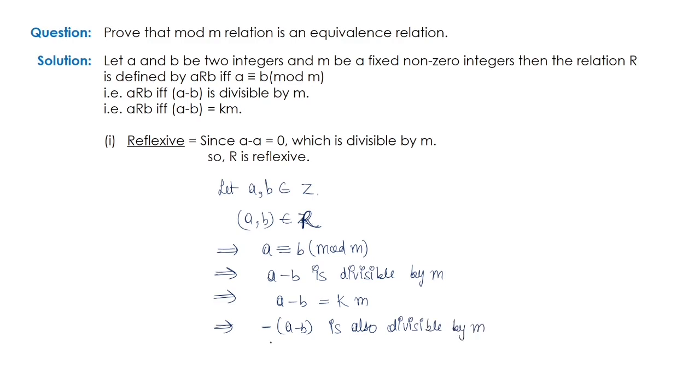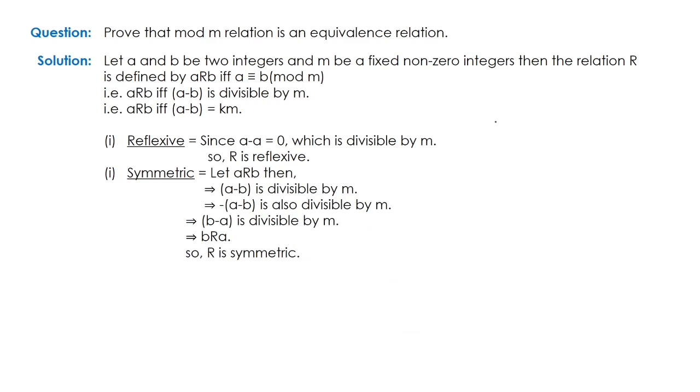If A minus B is divisible by M, it means that B minus A is divisible by M. And if B minus A is divisible by M, we can write it as B is congruent to A mod M. And if B is congruent to A mod M, we can write that B comma A is in the relation R. So we have considered that A comma B is in the relation, and we concluded that B comma A is also in the relation. So this means my relation R is a symmetric relation.